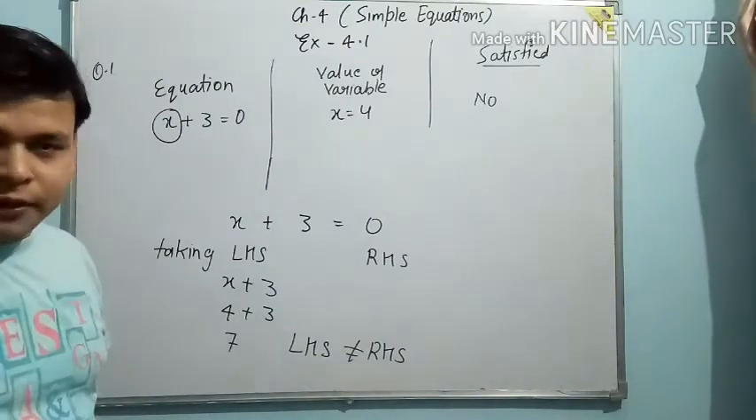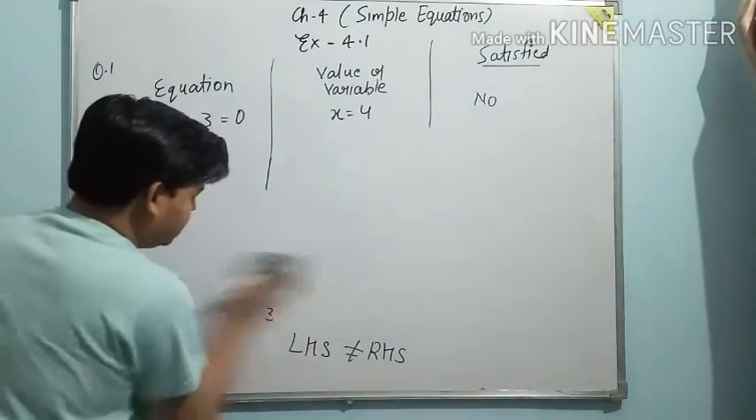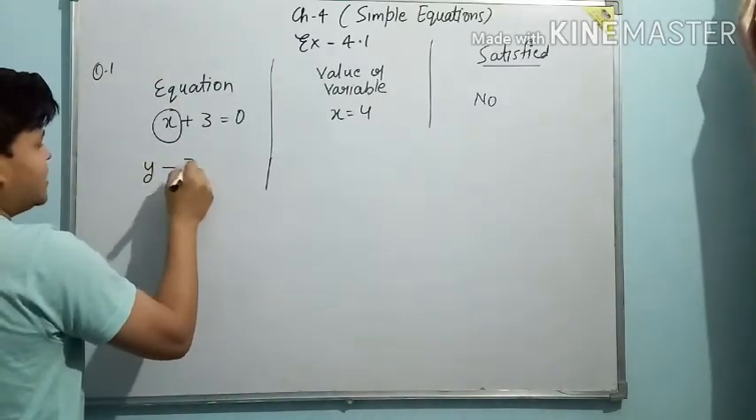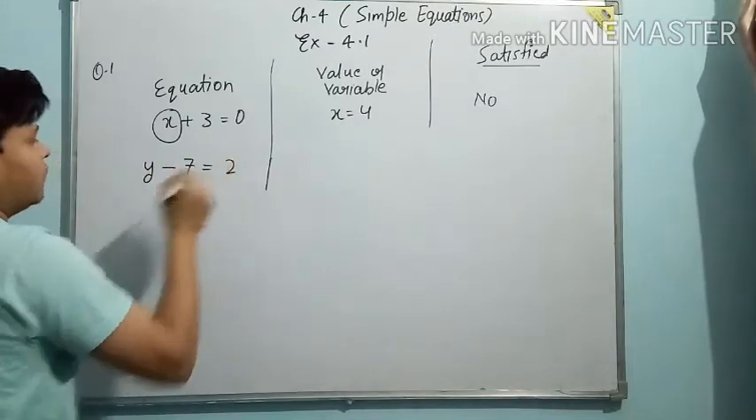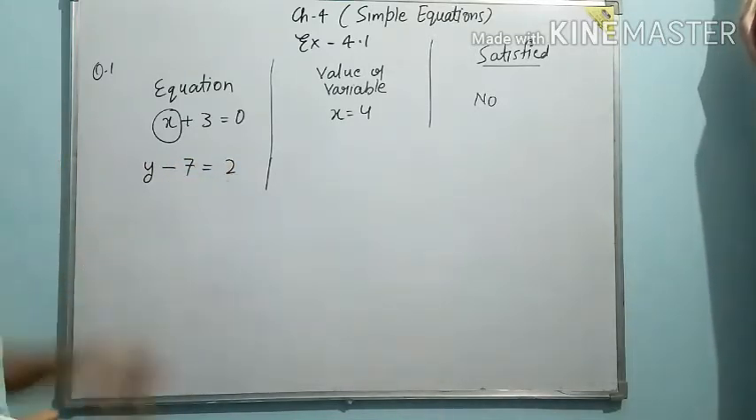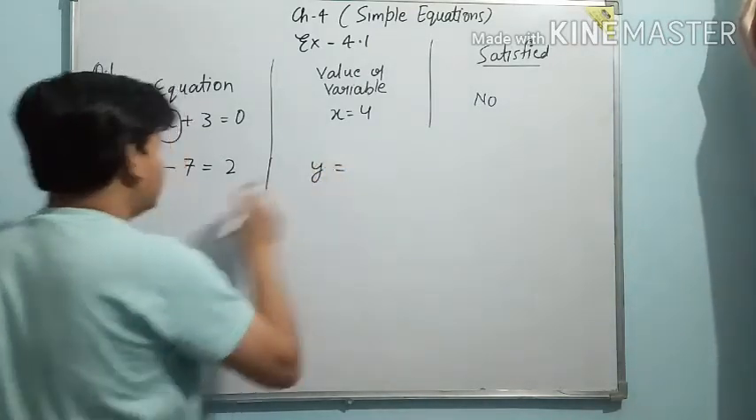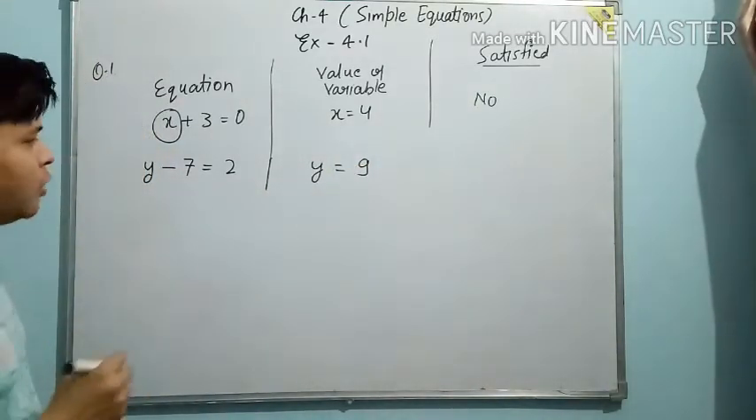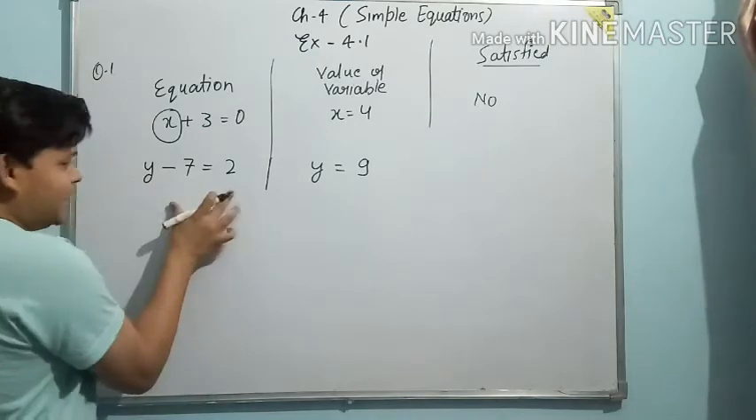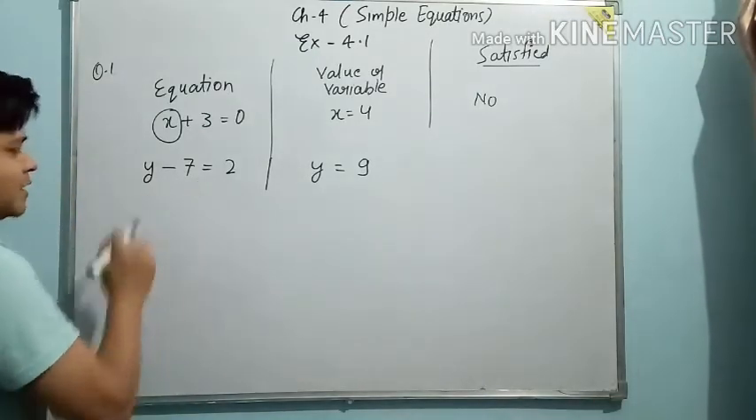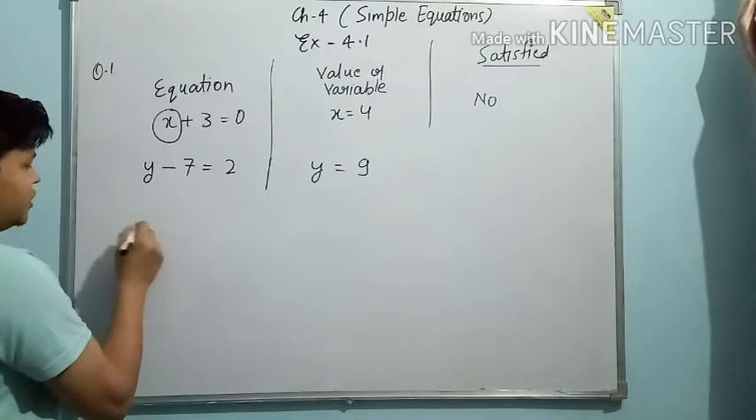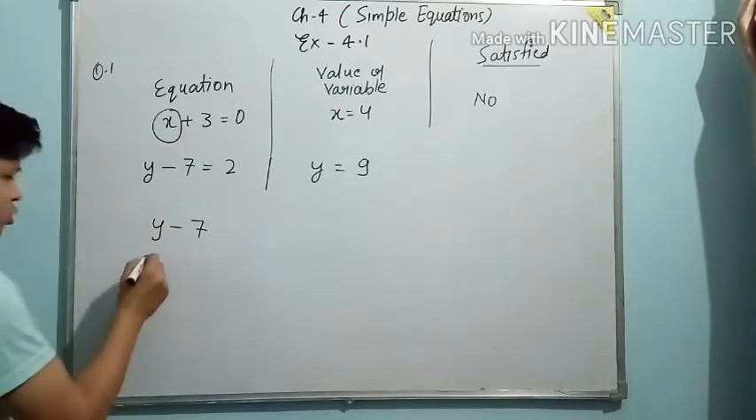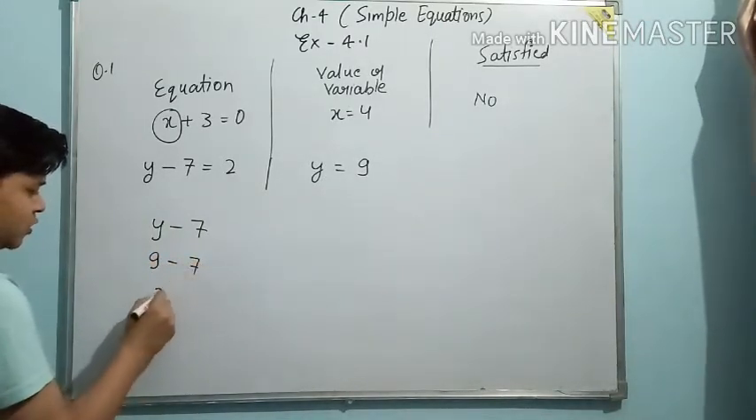I hope you all would have understood. Let's take another example. Say I am taking here y minus 7 is equal to 2, and here the value of this variable y is 9. Now once again let's check this. In this equation the LHS part is y minus 7, so I am just taking the LHS part only. So y minus 7, and in place of this y I put here 9. So 9 minus 7 is equal to 2.